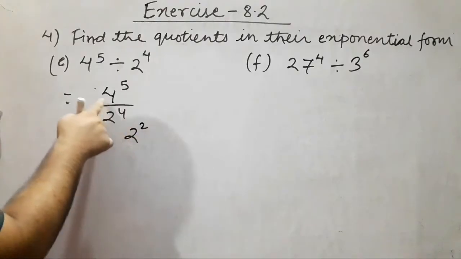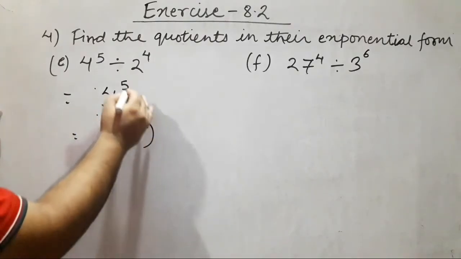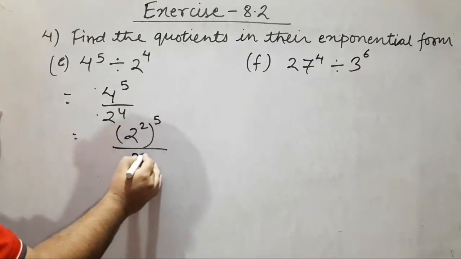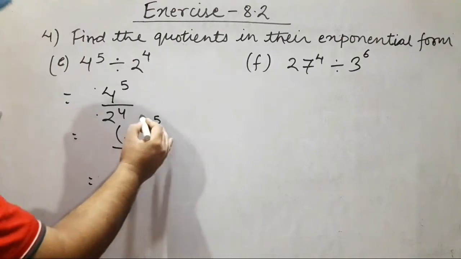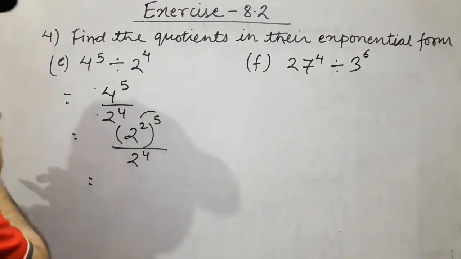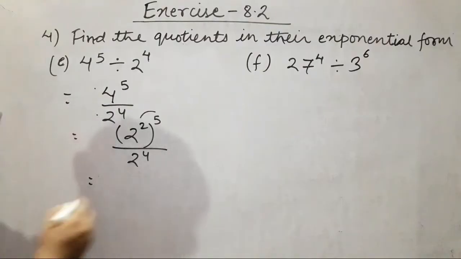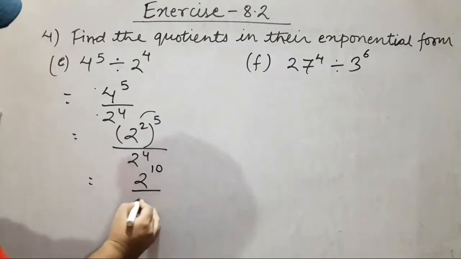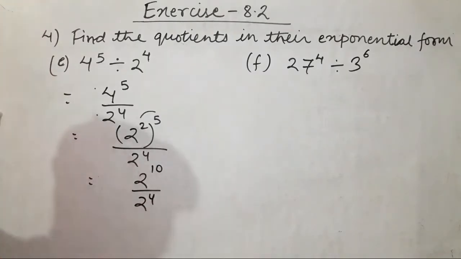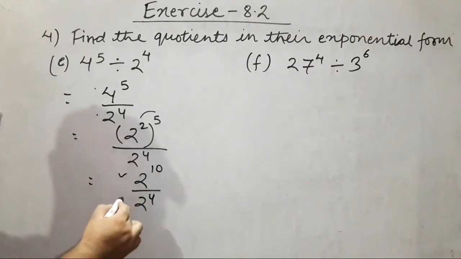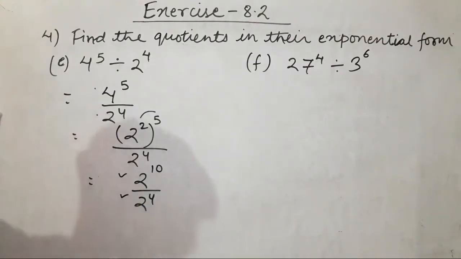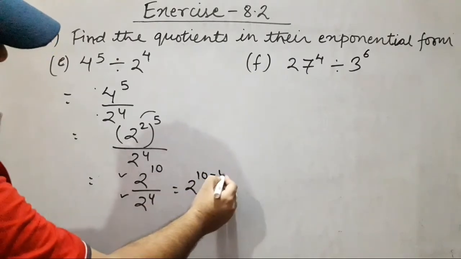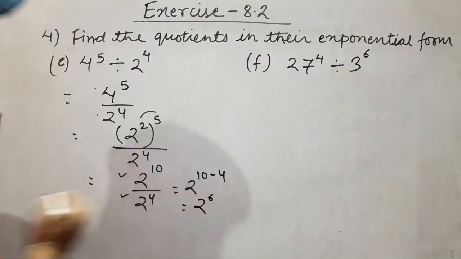2 square, 2 into 2, 4 bracket, and here is another power 5. By this, 2 power 4 shall remain as it is. Now this power 2 and this power 5 shall multiply according to the power law of indices. So I can write it as 2 power 2 5 is 10 by 2 power 4. Now I can apply here the quotient law of indices. When same bases are divided, then their powers are subtracted, equal to 2 power 10 minus 4 equal to 2 power 6.